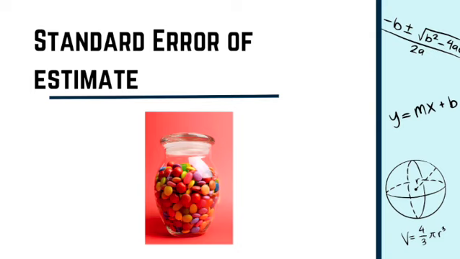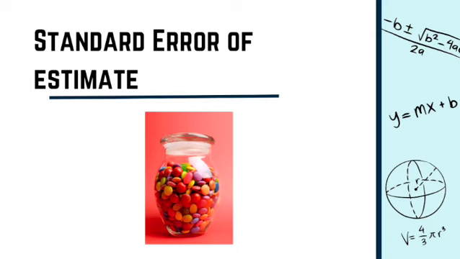So let me try to make that a little bit easier for you. Imagine that you have a jar of candies and you want to guess how many candies are inside. If you make several guesses, some might be very close to the actual number, and some might be a bit far off. The standard error of estimate is like an average of distance between your guesses and the actual number of candies in the jar.